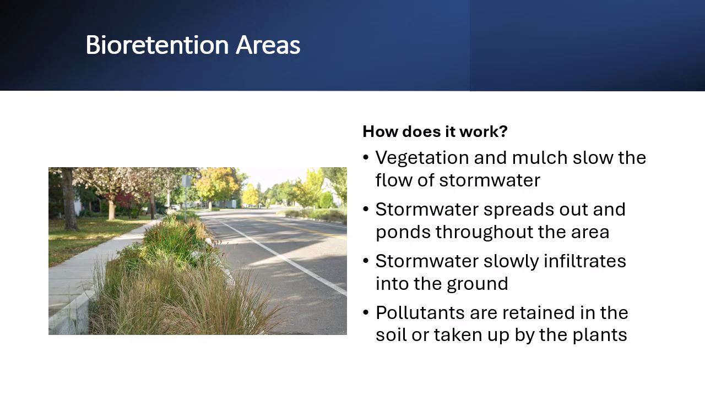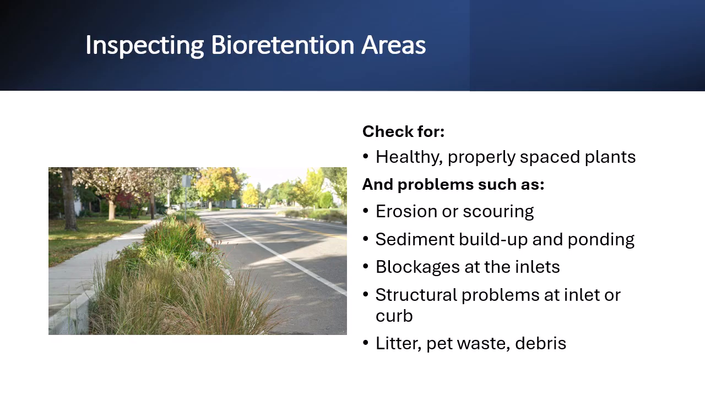It is worth noting that there are very few bioretention areas in Spokane County, especially in neighborhoods that are older than 10 years. When inspecting bioretention areas, first check for healthy plants that are not too sparse or overgrown. Then check for indications of other problems, such as erosion or scouring of the mulch or soil. Note that there should be 1 to 3 inches of mulch protecting the underlying soil. There should be minimal sediment accumulation with no more than 2 inches of sediment buildup.